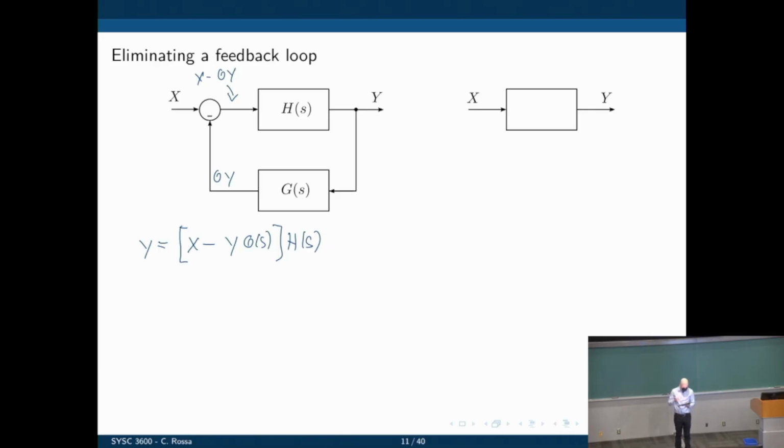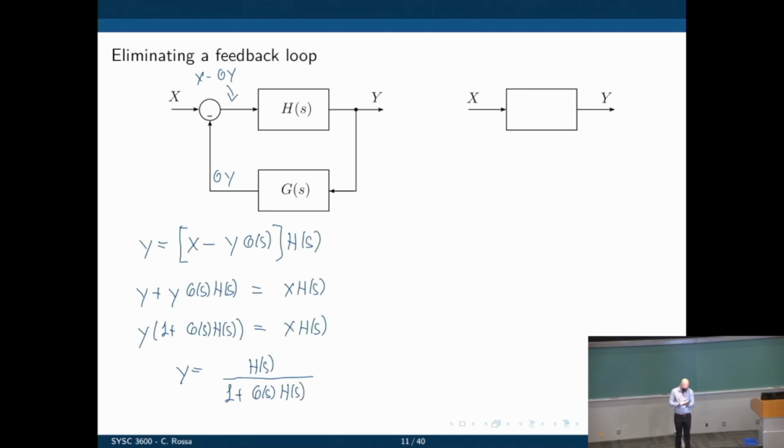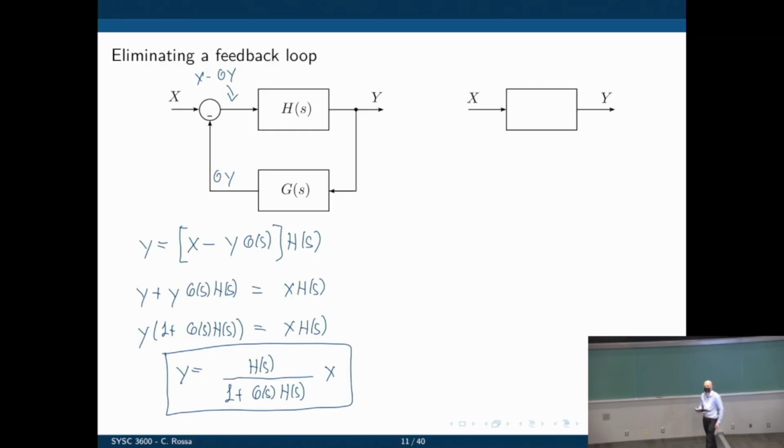We can now do the same we did before, solve for y by moving to this side all y's and keeping all x's on the other side. We can now factor out here y g of s h of s equals that. And so y is h of s divided by 1 plus g of s times h of s, everything times x. And this is now the equivalent transfer function. Now notice that the only difference is that a g of s shows up in the denominator.